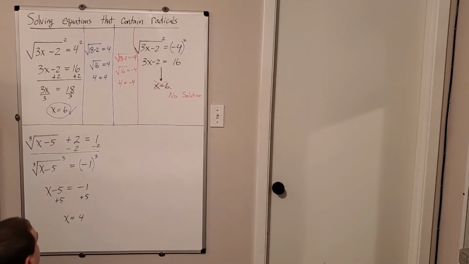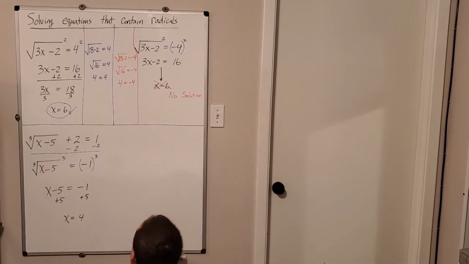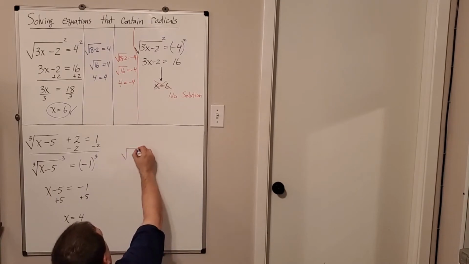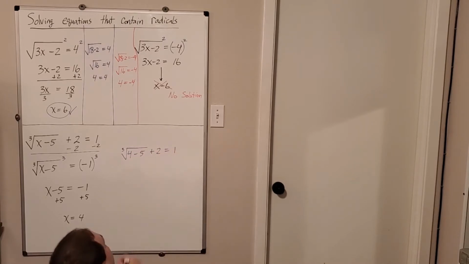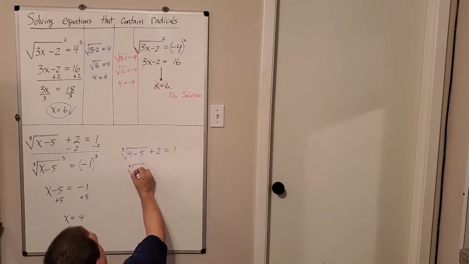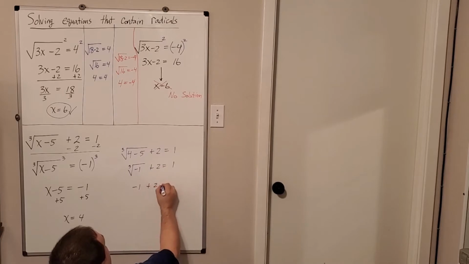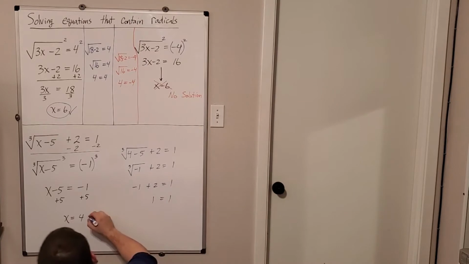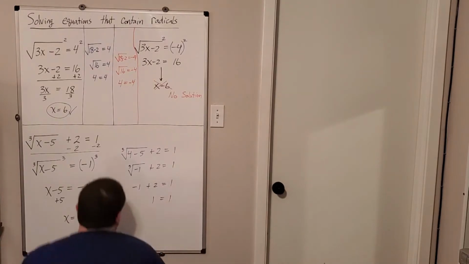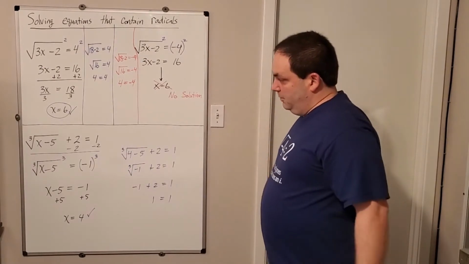Right? Don't forget, must check, right? So I'm going to take x equals 4, plug it back into the original. Third root, 4 minus 5 plus 2 is 1. Third root of negative 1 is negative 1. And negative 1 plus 2 is 1. So this is a good solution. Okay? So x equals 4 is a good solution for that one.